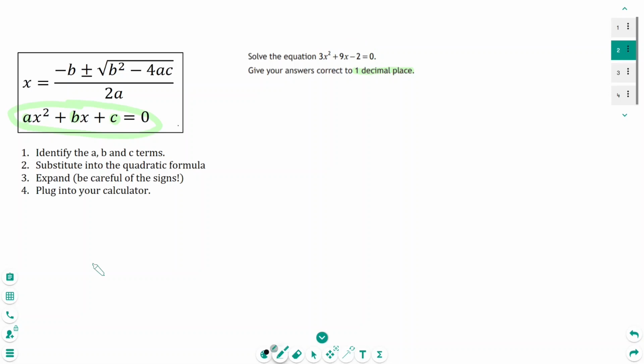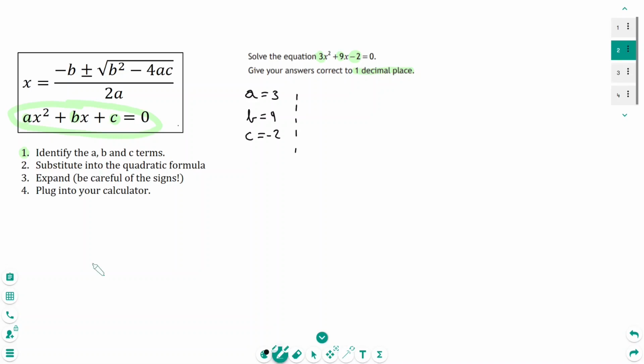So let's get started. The first step in our process to solve this question is to identify the a, b, and c terms. Like I mentioned, the a term is in front of the x squared value. So we can see here that a is equal to 3. Next, the b term is in front of the x value. So again, we can see b is equal to 9. And finally, the c term, the constant, doesn't have any x value. So here we can see c is equal to minus 2. It's important to include any signs, otherwise when we substitute into our equation, we're going to get the wrong answer.